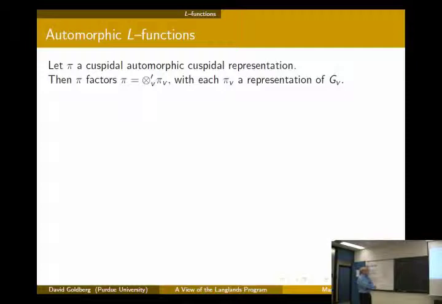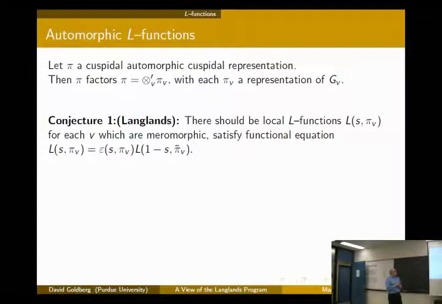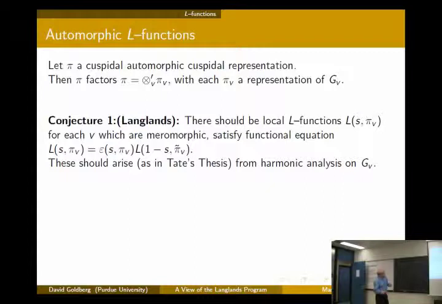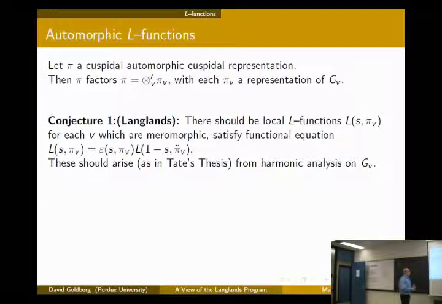If I have one of these things, it actually turns out it factors, just like in the case of Tate, into little representations, one for each local group. And so what Langlands saw is that there should be associated to this an L-function. Now this is a local L-function, just the local factor. It should have some kind of functional equation between L(s, π_v) and L(1 − s, π_v tilde), where this is the contragredient.